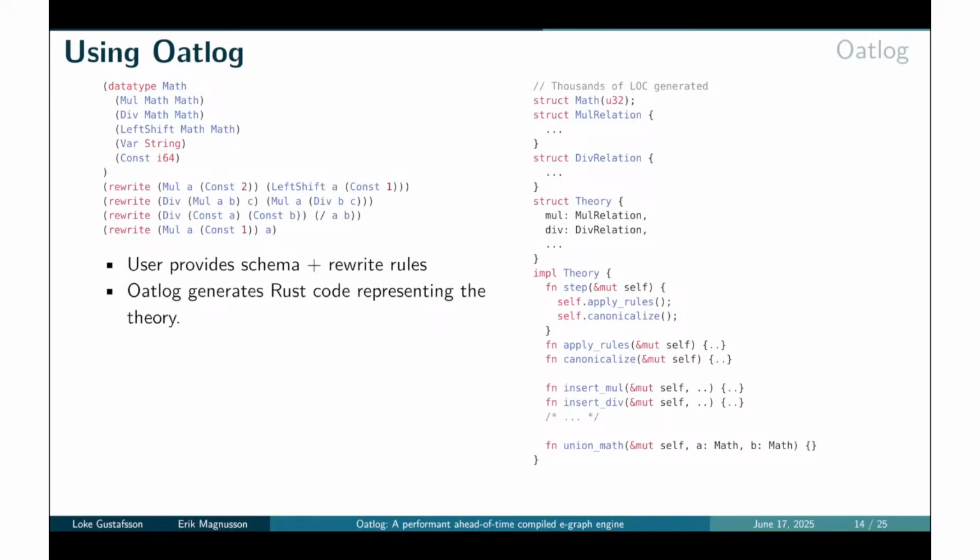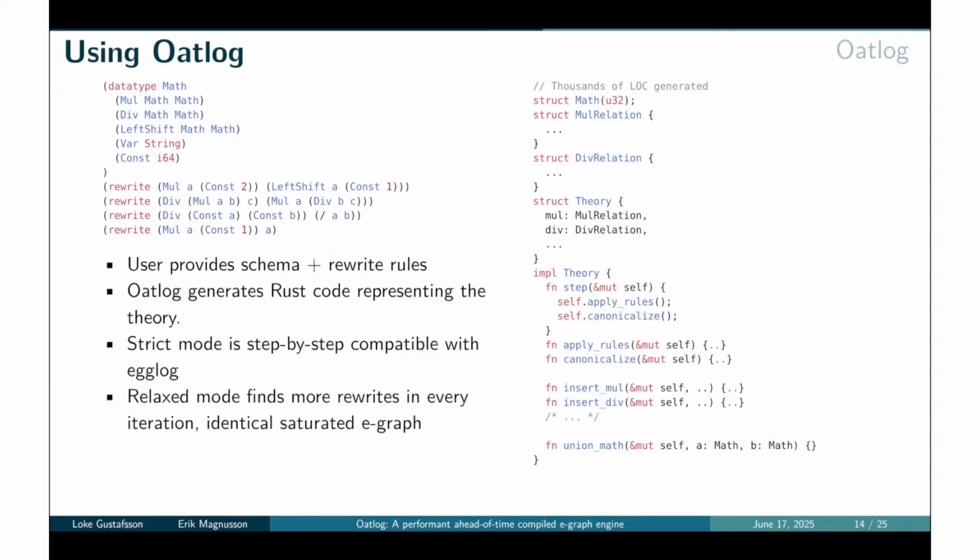Using Oatlog involves specifying an egglog theory in a proc macro invocation or in a separate file, during which compilation generates Rust code representing the theory. Although initial expressions and run commands can be specified in the egglog source, applications will reasonably prefer to feed it through the Rust API. This is especially efficient for large input expressions compared to generating large egglog files.